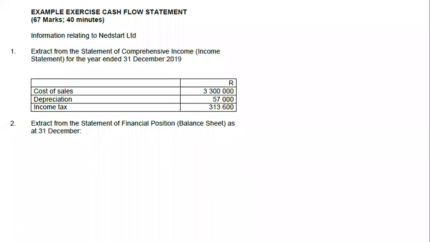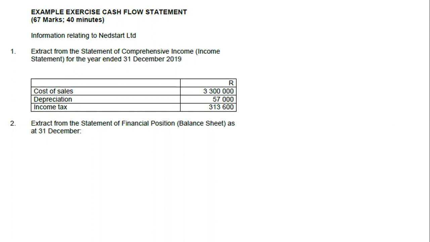All right, let us look at this here, which is your information relating to Nesta Limited, extract from the statement of comprehensive income or the income statement for the year ended 31st December 2019. We are given cost of sales of 3,300,000, depreciation is 57,000, income tax is 313,600. One thing that is relevant here is your depreciation.